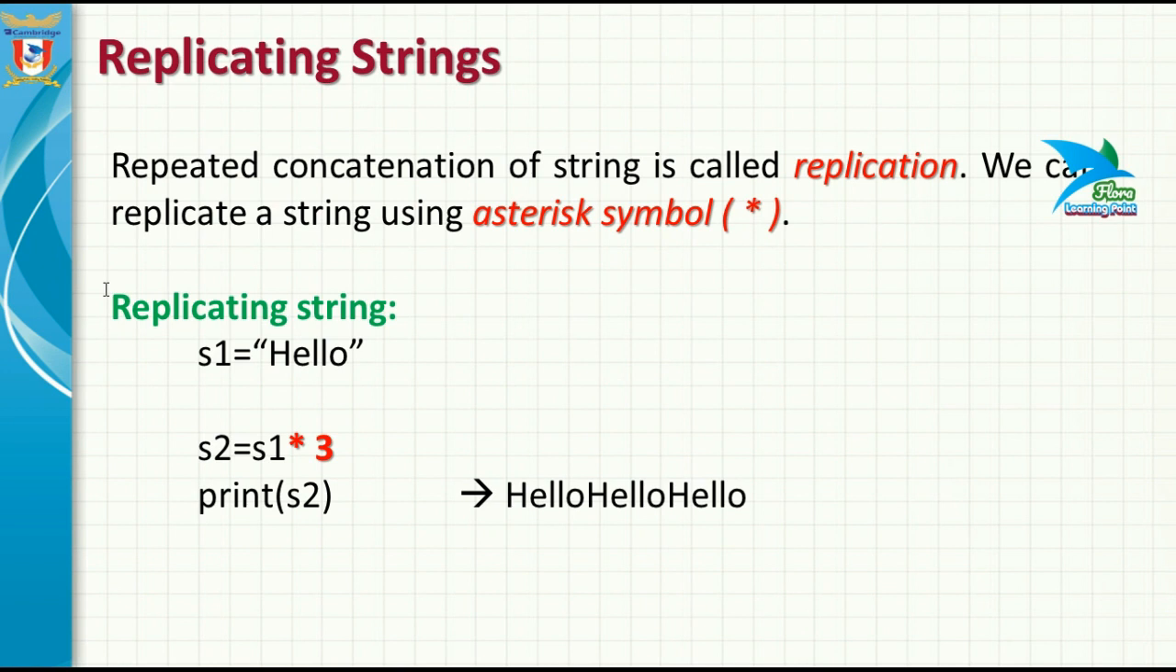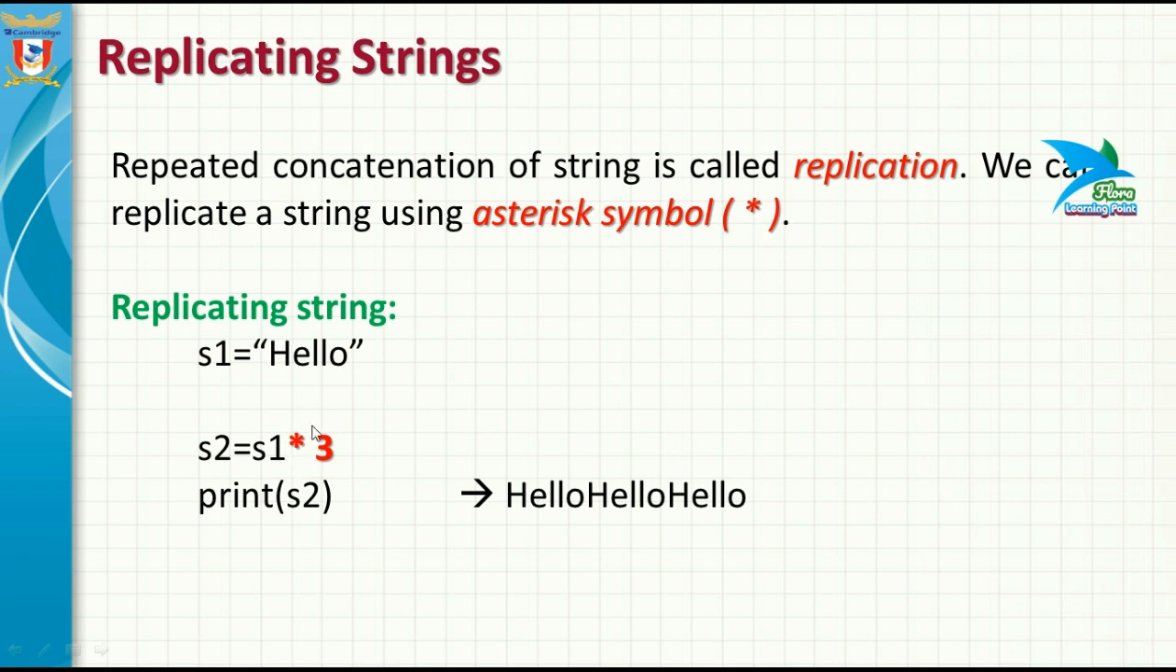Next we'll discuss replicating strings. The dictionary meaning of replication is to copy something, and in Python a repeated concatenation of a string is called replication. We can replicate a string using the asterisk symbol, that is the star symbol. By using this asterisk symbol, you will be able to copy or concatenate the string according to the number of times you want.